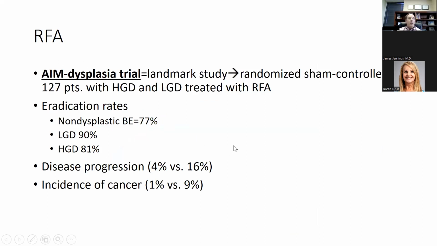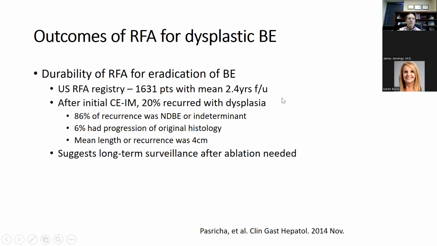The AIM trial showed that RFA decreased progression of dysplasia versus a sham, and it decreased the incidence of cancer. A large database shows that it's very durable.